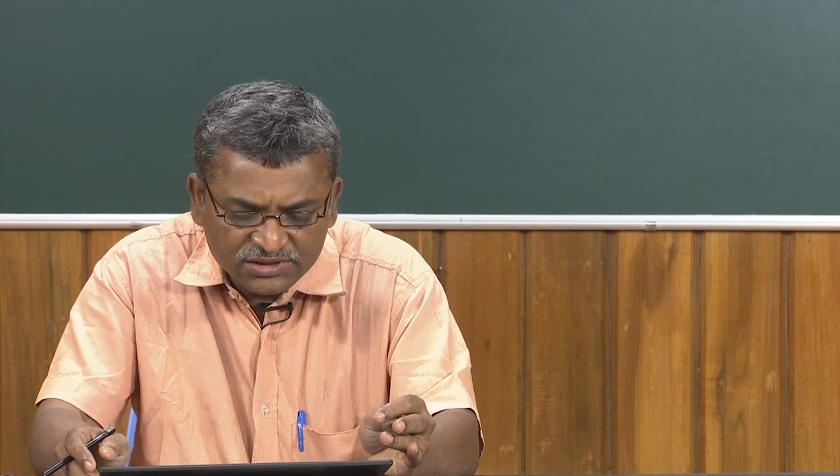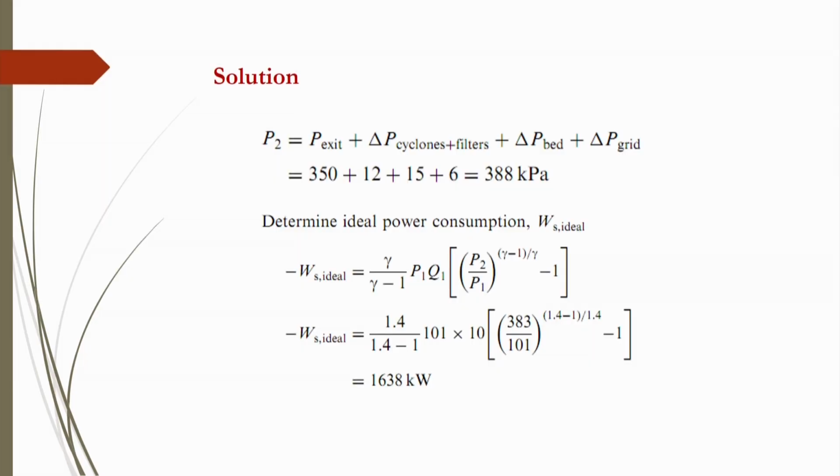Let us see the solution. You have to first calculate the final pressure P2. Final pressure P2 will be equal to the exit pressure, plus the pressure contribution by the cyclones and filters, plus the bed pressure drop, plus the distributor pressure drop, which is a grid here. Now, in this case the exit pressure is given as 350 kPa, the cyclones and filters 12 kPa, the bed pressure 15 kPa, whereas the grid pressure drop is 6 kPa.